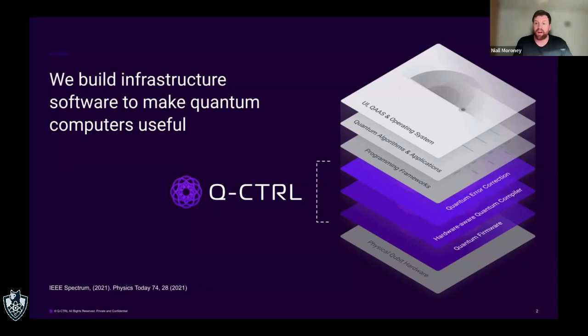We call what we make infrastructure software, meaning that we sit in this middle layer of the full quantum computing stack. At the top, you can imagine we've got the end users who are using these devices. From that, they then develop algorithms that they think will solve their problems and write them up in some programming framework. What they then need to do is to send it onto some physical quantum hardware, onto some qubits ultimately, to get their results back. And where we sit is in that middle layer between the two.